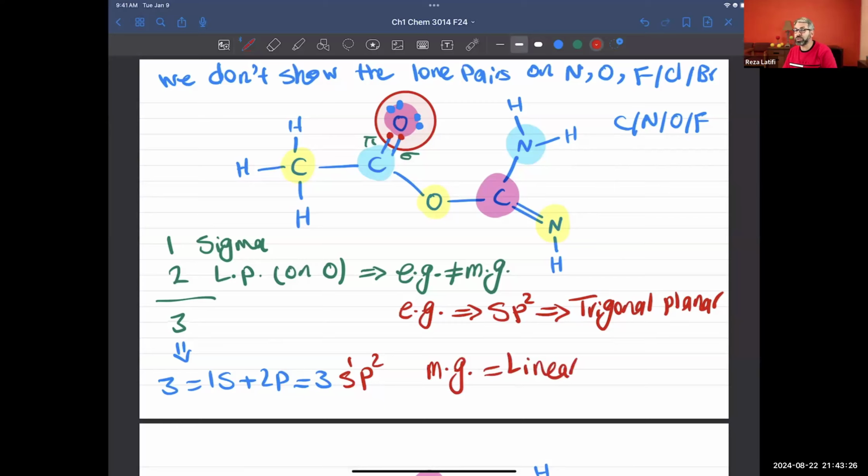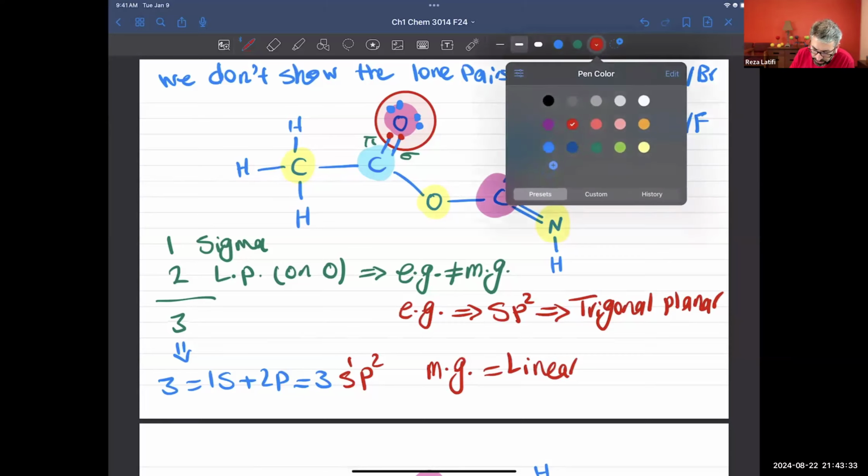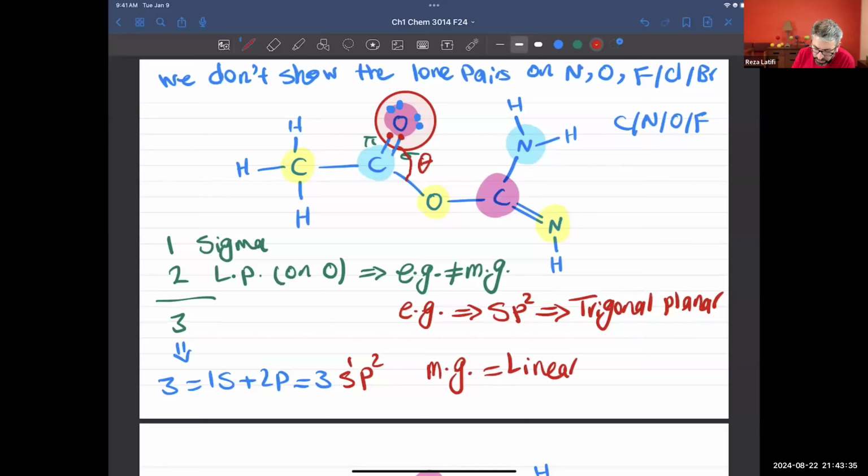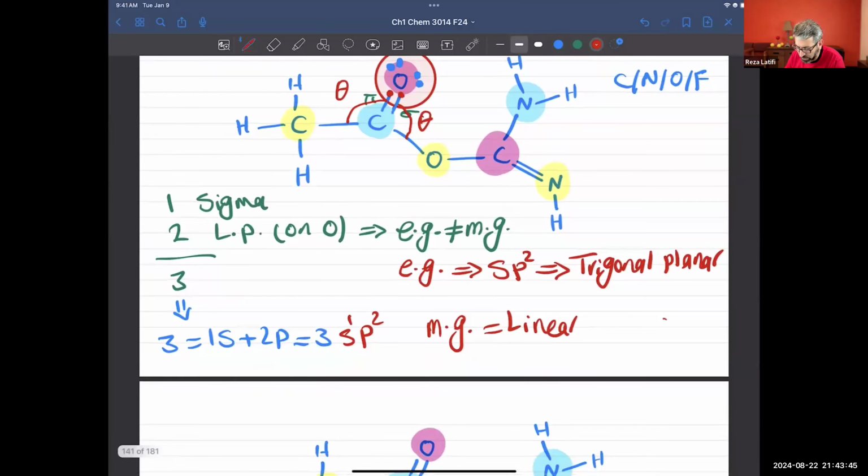Next, what's going to be the bond angle? Let's say we're talking about this bond angle. I have carbon attached to oxygen, and then 2 species, whatever. Let's call it X1, and that one is X2. And what's going to be the bond angle here? Theta clearly is going to be 120.